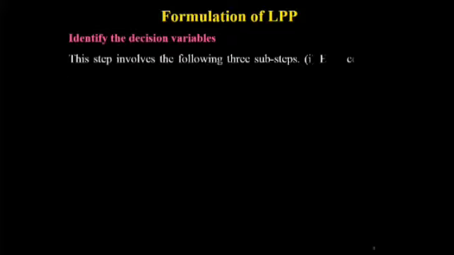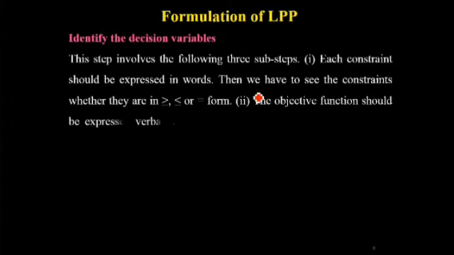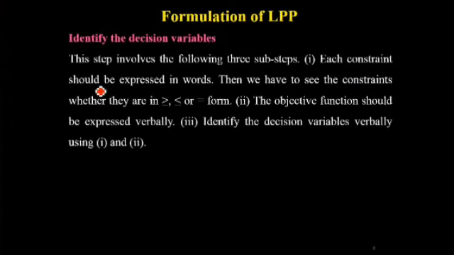This step involves the following 3 sub-steps. Each constraint should be expressed in words. Then we have to see whether the constraints are in greater than or equal to, less than or equal to, or equal form. The objective function should be expressed verbally. Identify the decision variables verbally using 1 and 2. We will see this once we go through the example problem.